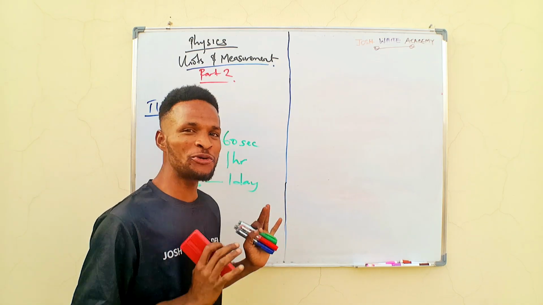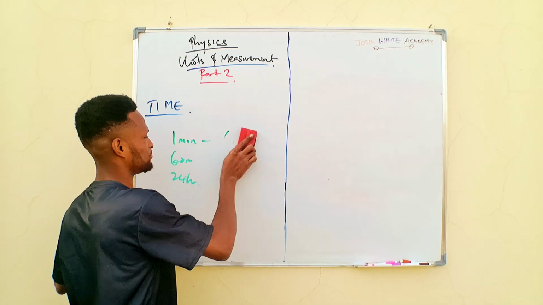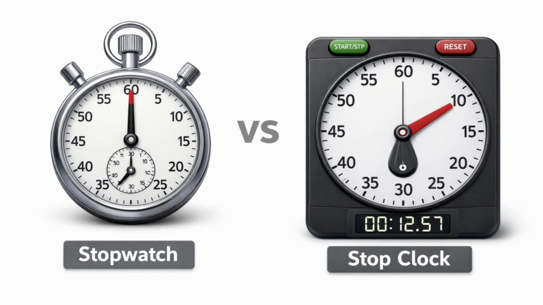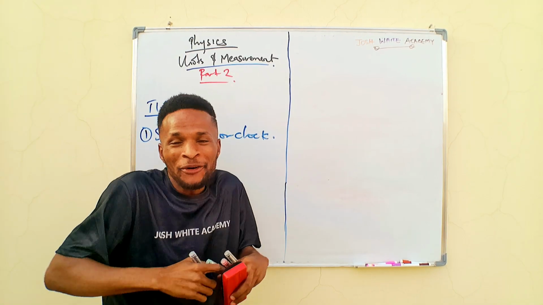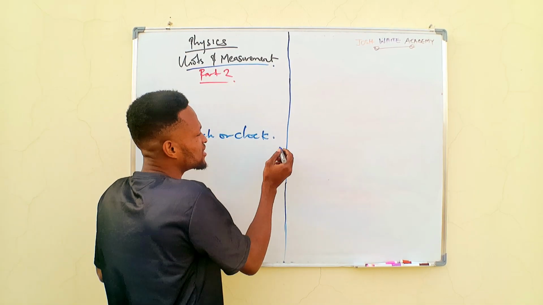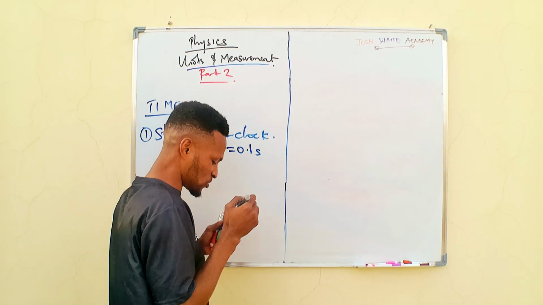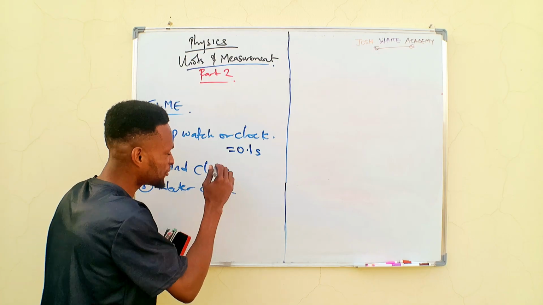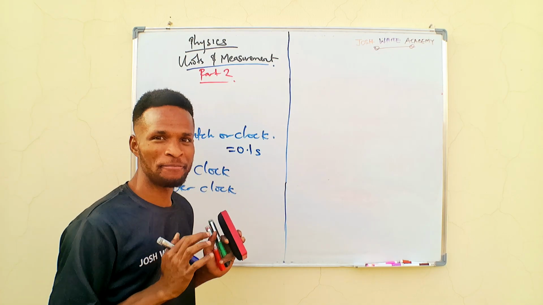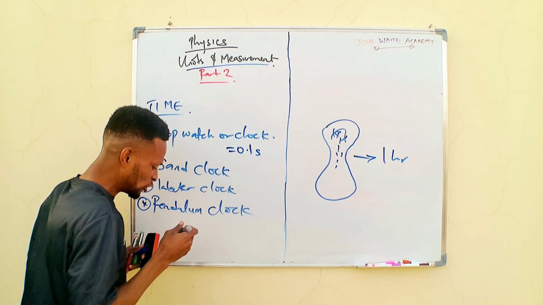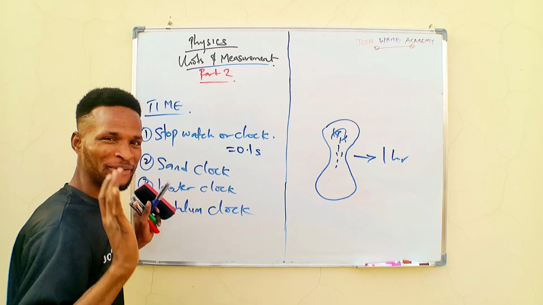So the instrument used in the measurement of time, we use the stopwatch or clock. Most times in our laboratory, this is the kind of one we use, and it has a measuring accuracy of around 0.1 seconds. Time can also be measured using a sand clock or water clock. These two are most times used in the old time. We also have the pendulum clock, which uses the pendulum bulb.